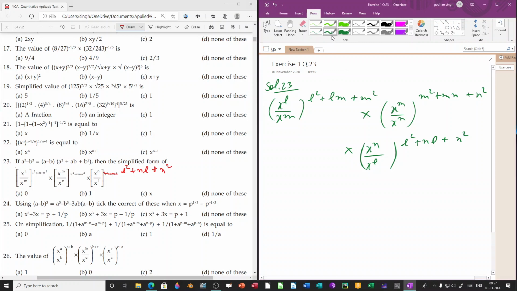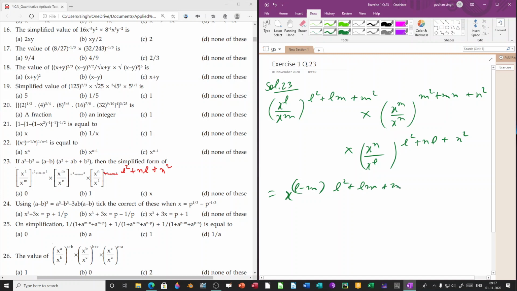So equal to, now we know that a raised to m over a raised to n is equal to a raised to m minus n. So this can be written as x raised to (l minus m) multiplied by (l square plus lm plus m square), into x raised to (m minus n) into (m square plus mn plus n square), multiplied by x raised to (n minus l) into (n square plus nl plus l square).